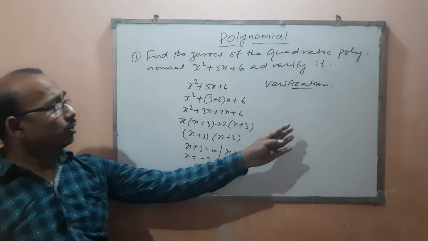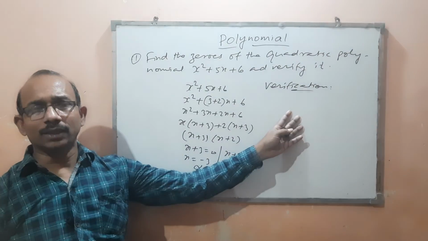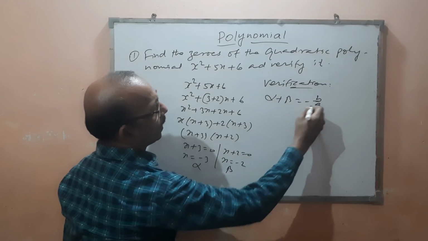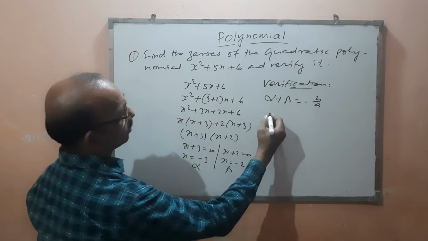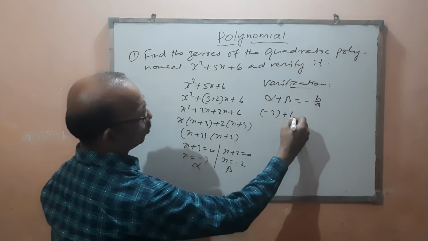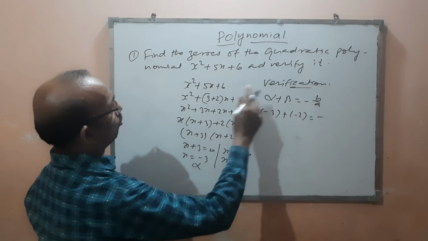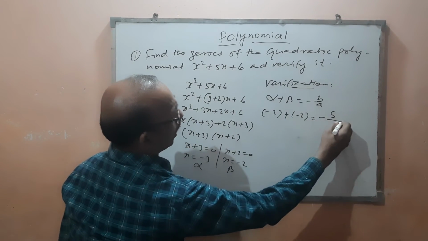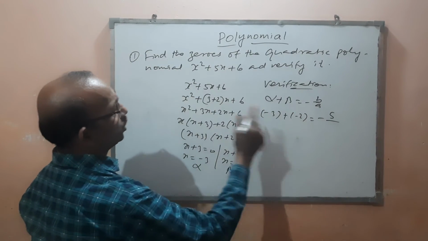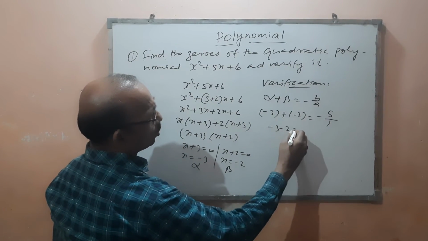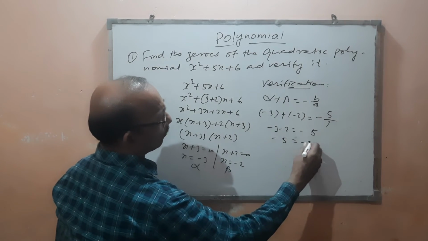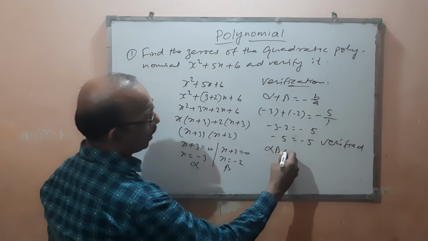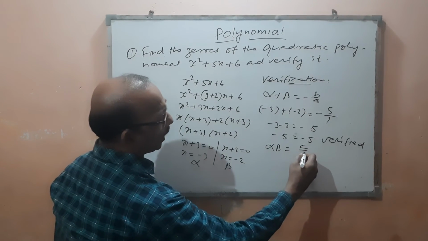First, I have told you that alpha plus beta means the sum of zeros. Sum of zeros means alpha plus beta is equal to minus b upon a. Alpha is minus 3 and beta is minus 2, and then minus b. What is the value of b? b is the coefficient of x, so you take 5, and a is 1. Minus 3 and minus 2 is equal to minus 5, and minus 5 is equal to minus 5. So the first is verified.